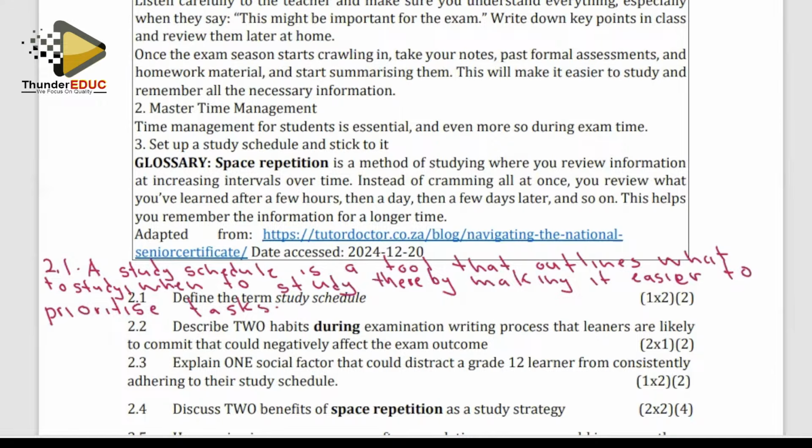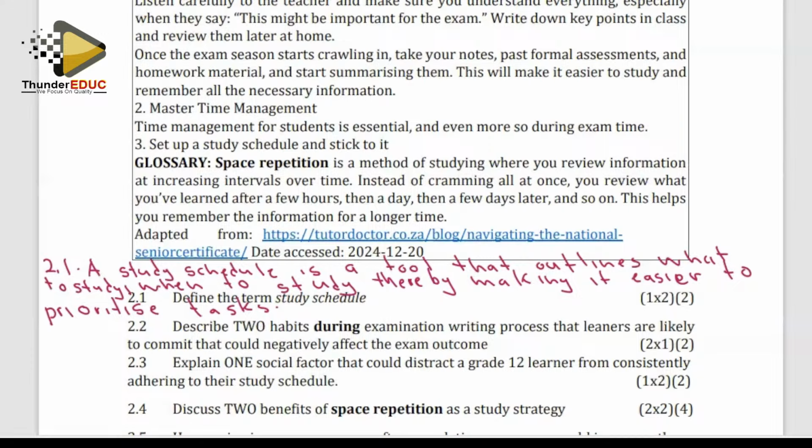So here are the key issues here. It is a tool that outlines what to study and when to study, thereby making it easier to prioritize tasks. So you can also say that it refers to a planned timetable. Some would refer to it as a planned study timetable. So it is a planned timetable for study sessions, allowing students to set aside dedicated time for each subject. So it has fair allocation of different times for different subjects. Some would refer to it as a study schedule or as a study timetable. Then others would even call it a structured plan that allocates specific time slots for studying and other academic tasks. So it makes it easier for a learner to prioritize different academic tasks.